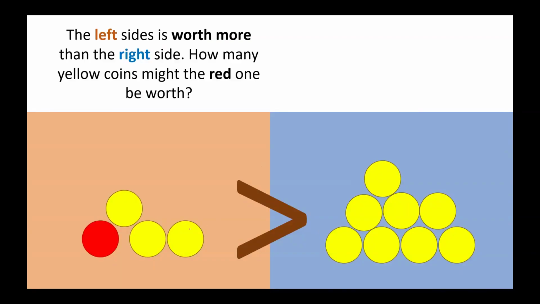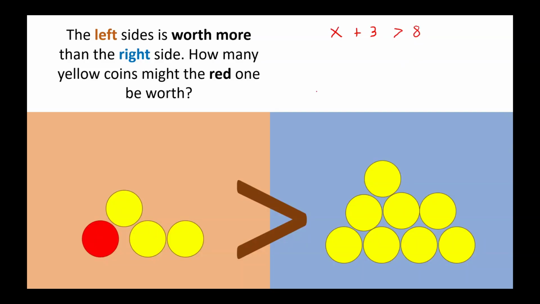So right now I have a linear inequality as a picture. It says the left side is worth more than the right side. That's why we have this inequality here. It asks us how many yellow coins the red one must be worth to make this true. This red coin right here, I don't know what it's actually worth, so I'm going to write x. And I have 3 yellow coins, so I'm going to write plus 3. I'm just going to write the greater than sign because that's my inequality that I'm told. And on the other side, I have 1, 2, 3, 4, 5, 6, 7, 8 coins.